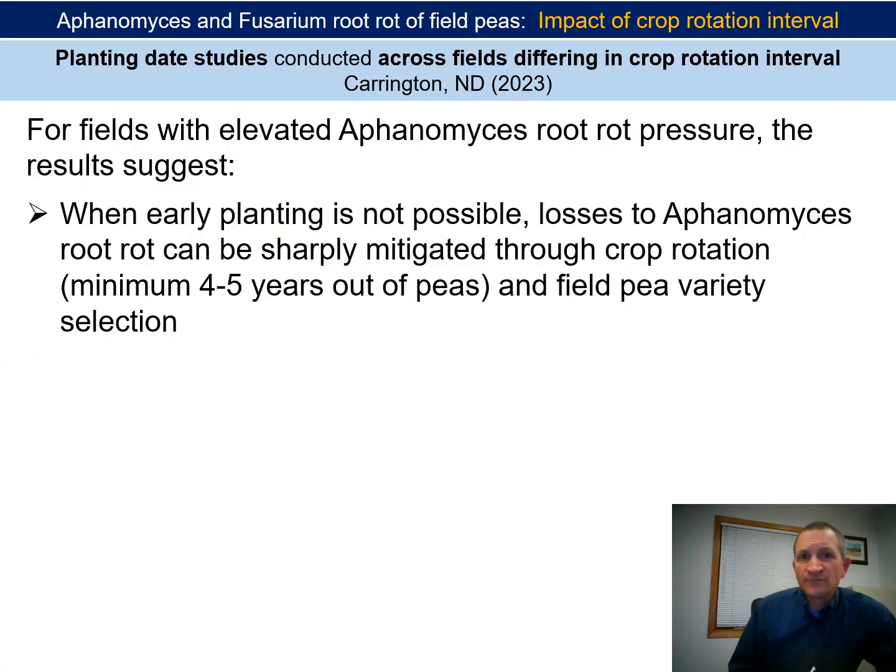So what did we learn from these studies conducted in 2023? What we learned is that when early planting is not possible, like we couldn't plant early in 2023, losses to Aphanomyces root rot can be sharply mitigated through crop rotation and field pea variety selection. And if you don't have the option of extending your crop rotation interval, because it's just not economically feasible for you, then field pea variety selection becomes critically important.